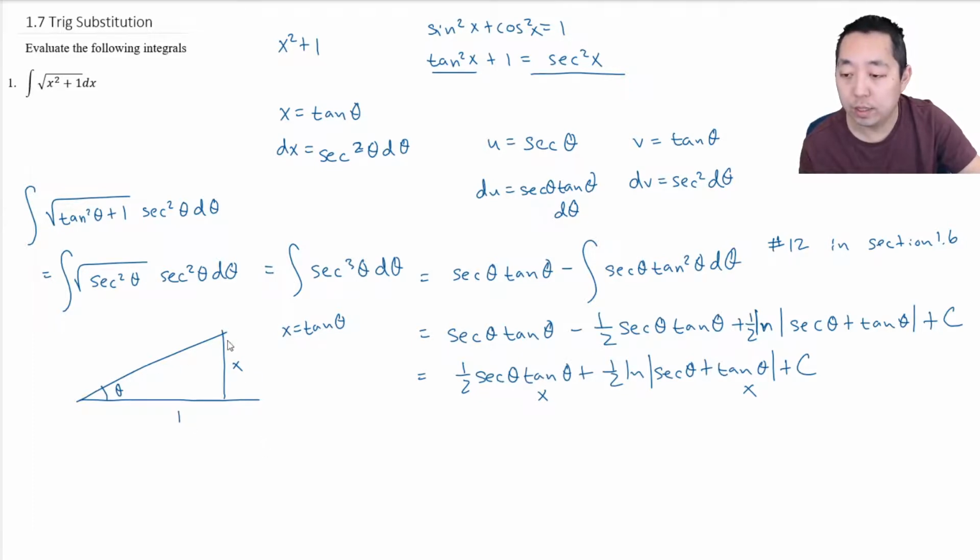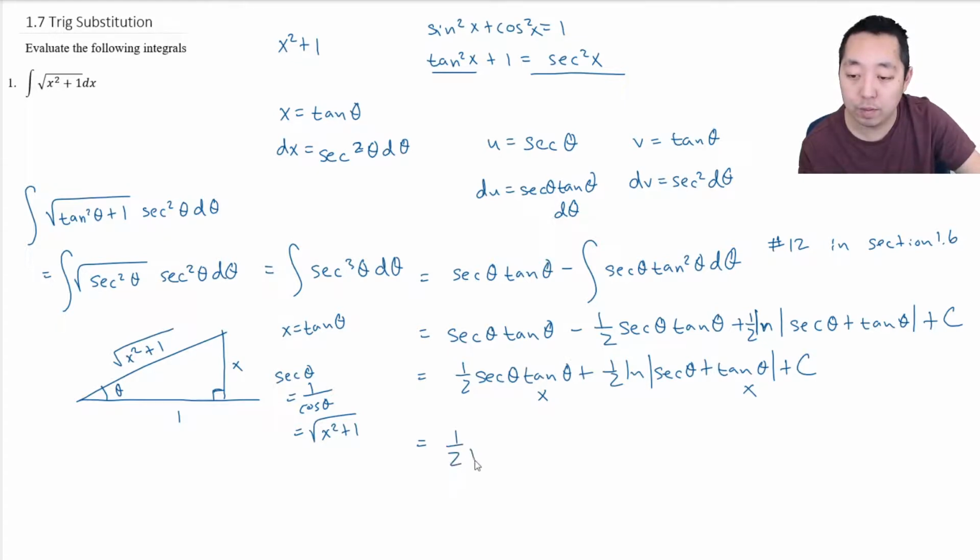Right, and then from this right triangle, this hypotenuse is square root of x squared plus 1. So what is secant theta? Secant theta is 1 over cosine theta, and cosine's adjacent over hypotenuse. So secant theta would be hypotenuse over adjacent, so that's going to equal square root of x squared plus 1. So then all the secant theta will be square root of x squared plus 1.